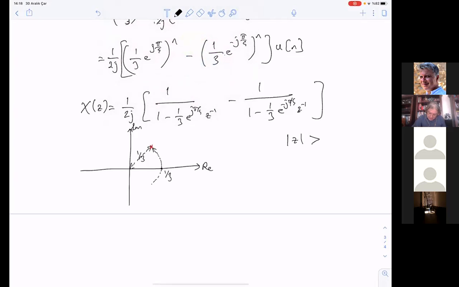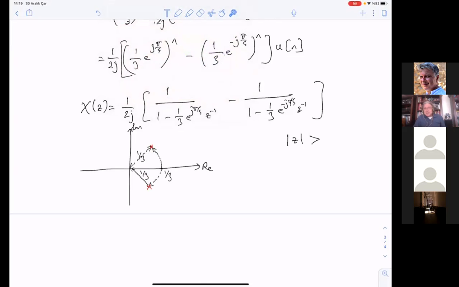Similarly, a negative 45 degrees rotated version, because it's e to the minus j pi over 4, minus pi over 4 degrees rotated version of the same magnitude. So we have this length also equal to 1 over 3, and we have a pole over there. These are the two poles, and these two poles are conjugates of one another. They are conjugate pairs. One of them is rotated by minus 45 degrees, the other one by plus 45 degrees. So these two are the poles.